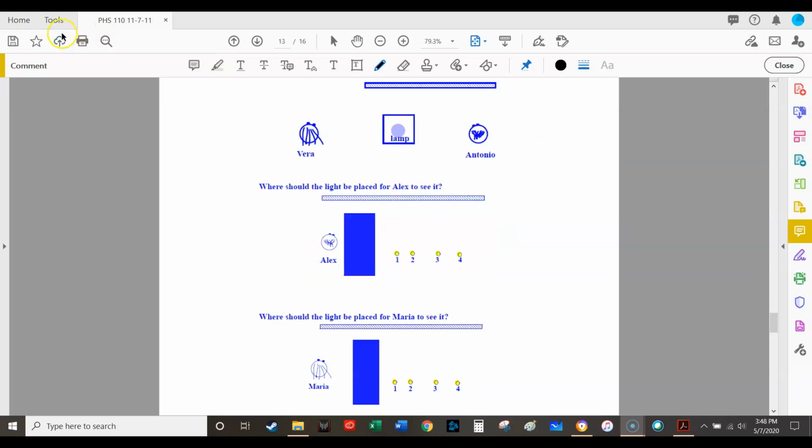So now let's continue on, and we're going to do some more reflection problems. And some of these are about how many objects you see in the mirror. So let's take a look at this, and let's do the middle one right here. So what would Alex see in the mirror? And here are Alex's little eyes right here.